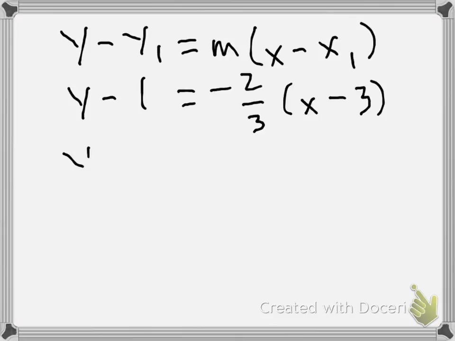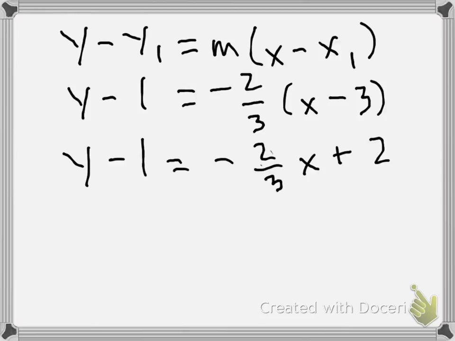We'll distribute that -2/3. It works out really nicely here because the 3 on the bottom, when we multiply it by the 3 that we have over there, negative times a negative is a positive, the 3s will cancel and we'll just be left with a 2 there.